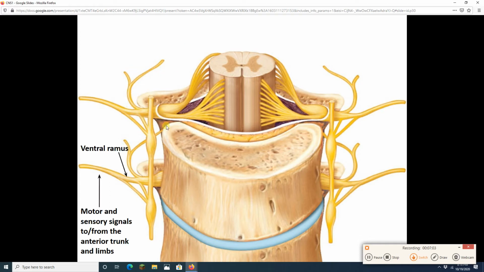The ventral ramus is going to also be doing motor and sensory signals. So we got this ventral ramus down here. Motor and sensory signals. But now we're going to the anterior trunk, so the front of your trunk. And again, by trunk, I mean chest, abdomen, thorax, abdomen, that sort of thing. Plus, the ventral ramus is also all about the limbs. So ventral ramus, anterior trunk and limbs, sensory and motor signals. Dorsal ramus, posterior trunk, sensory and motor signals.